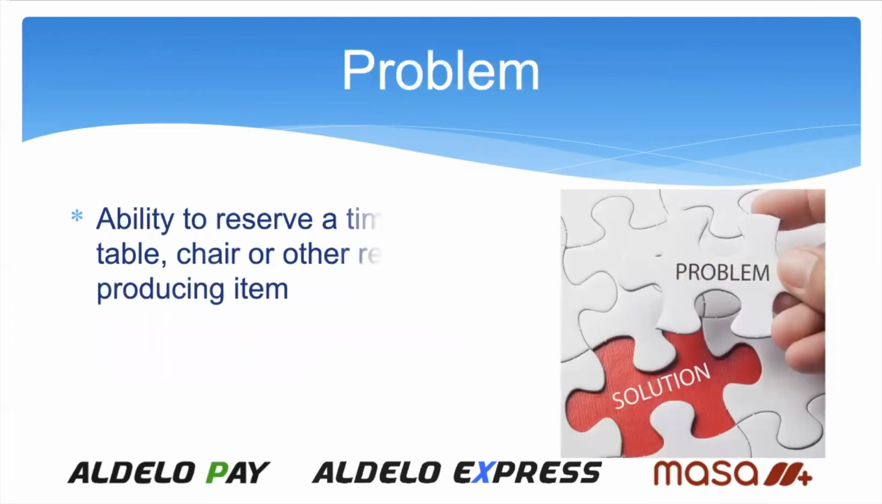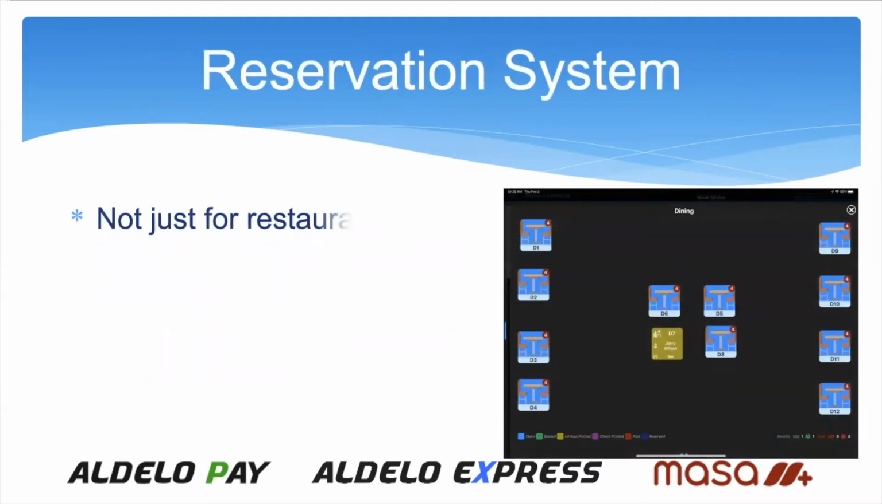All right, the next problem we've identified is the ability to reserve a time slot, a chair, a table, or other revenue producing item, to reserve it for that time. This is a solution not just for restaurants. We take the reservation system and then we change the use of it, keeping the core basics of it. For instance, salons and stylist chairs are one that we actually have a demo for.